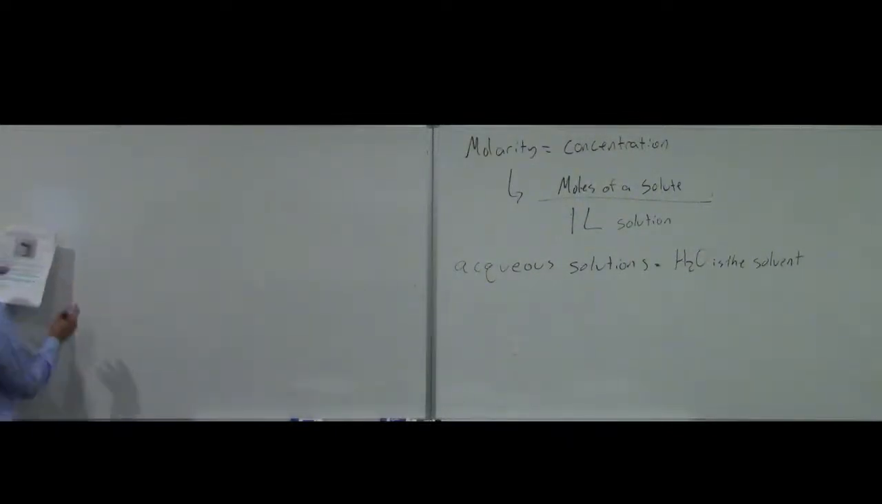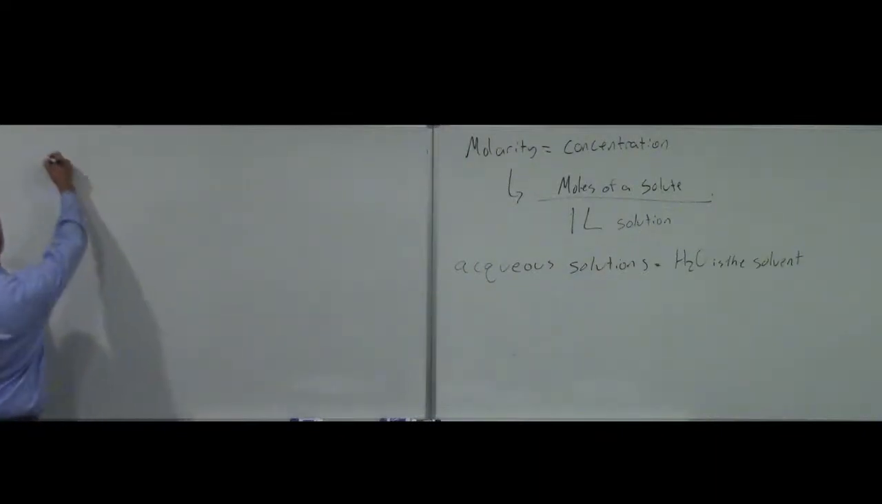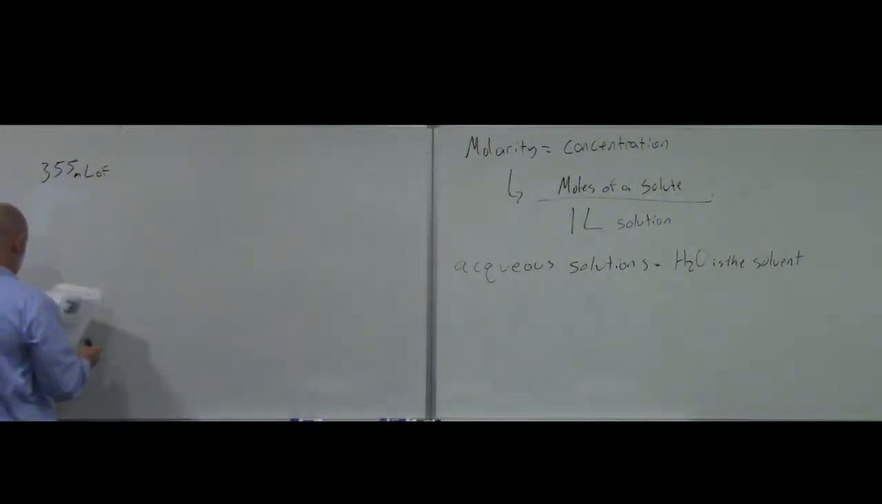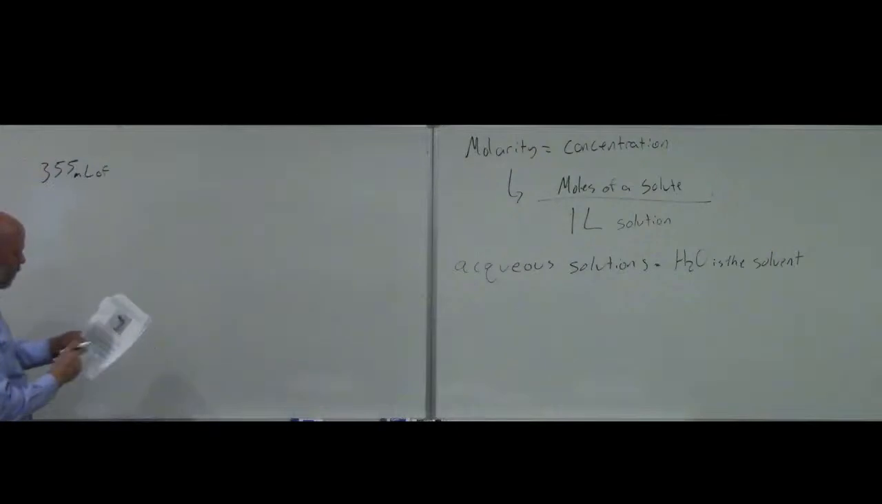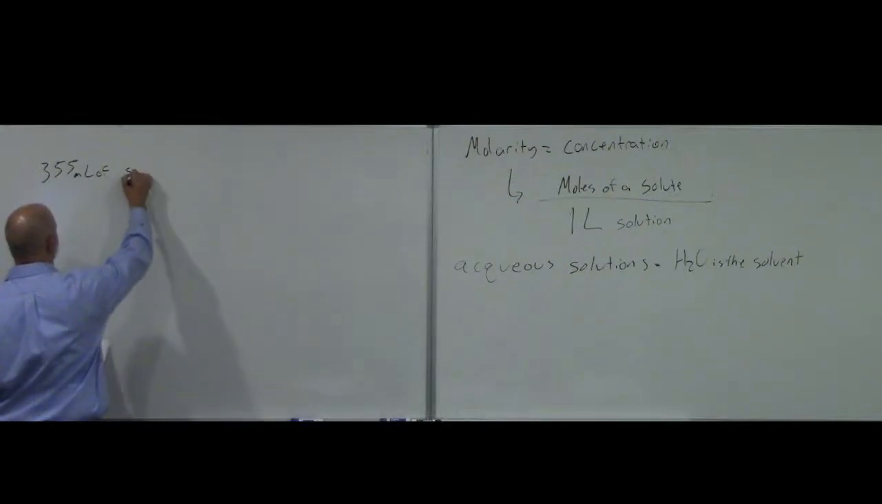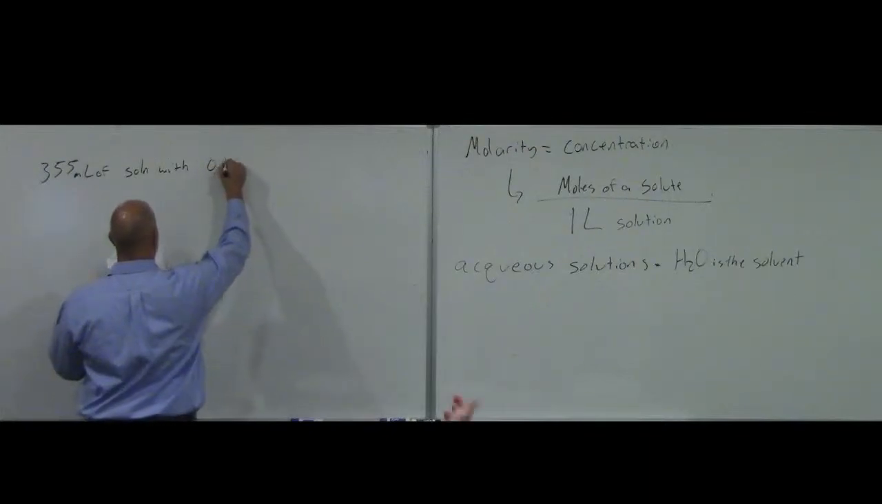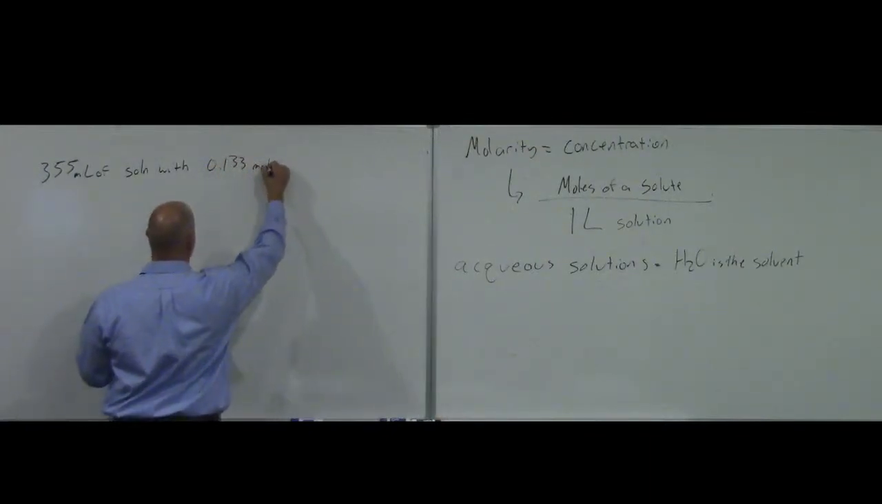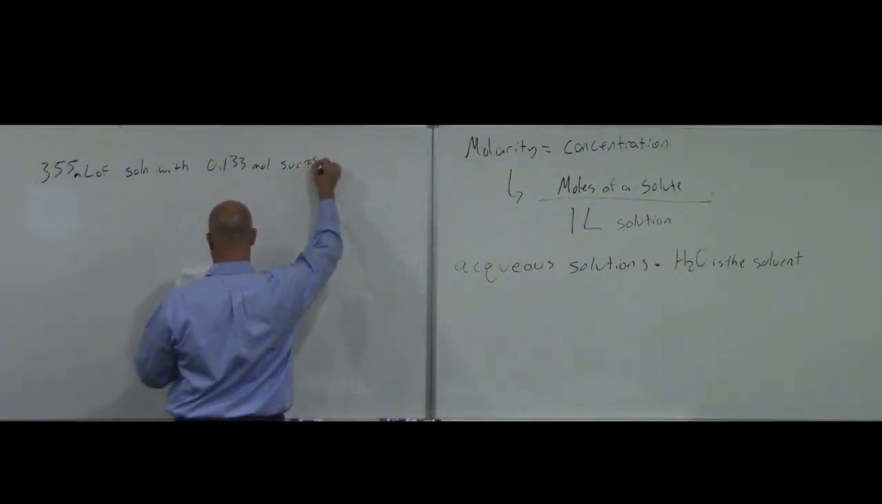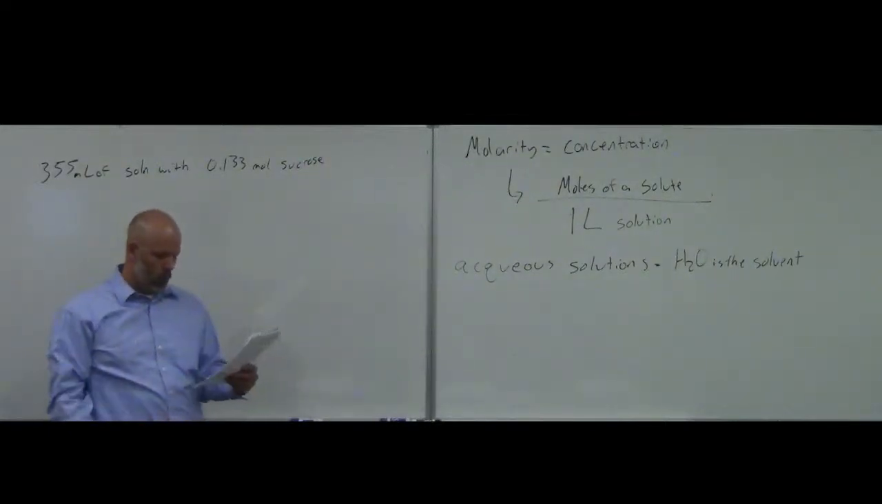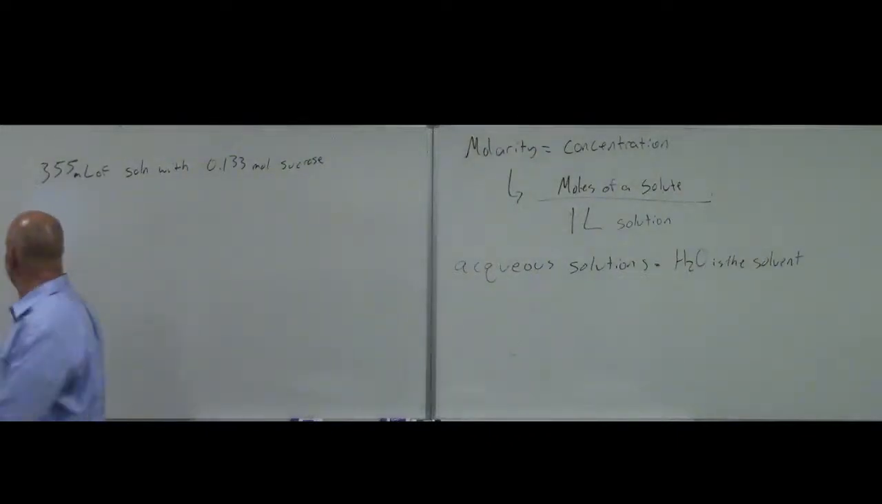It says a 355 milliliter soft drink sample. So 355 milliliters of solution that contains 0.133 moles of sucrose. And it wants you to calculate the molar concentration. Oh, the funny thing is, it already has the moles. Yeah, it's kind of there, right?